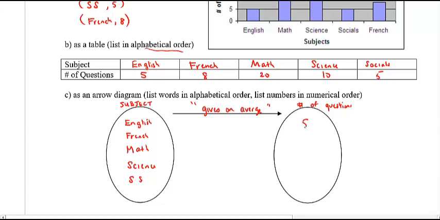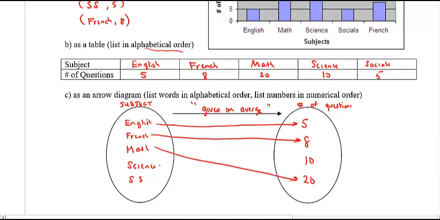So 5, 8, 10, 20, and then do we have to write 5 again? No, we just need to write it once. That's an element in the set. We don't have to write the element twice. What we'll find though is, yes, English goes to 5. French goes to 8. Math goes to 20, science goes to 10, and then socials also goes back to 5. Okay? And that's how you can represent this as an arrow diagram.